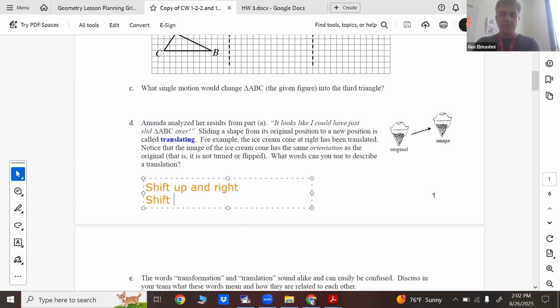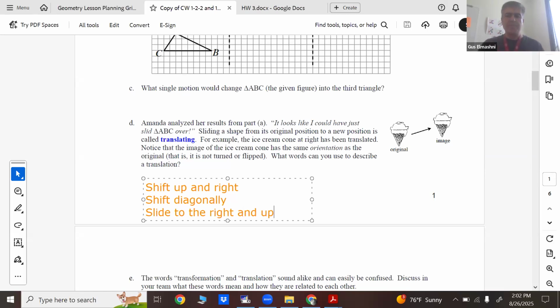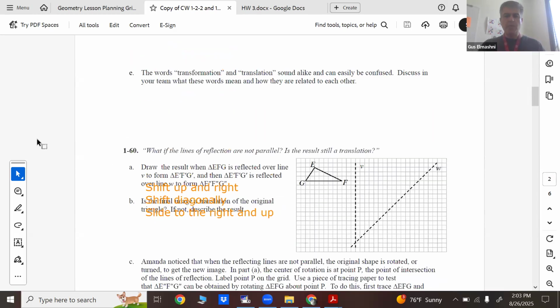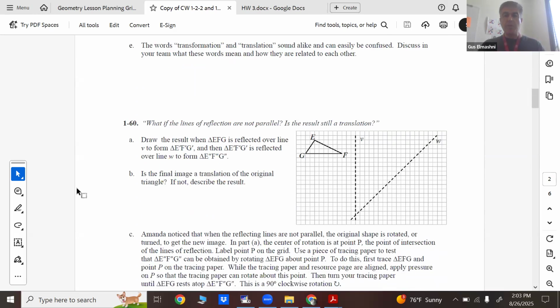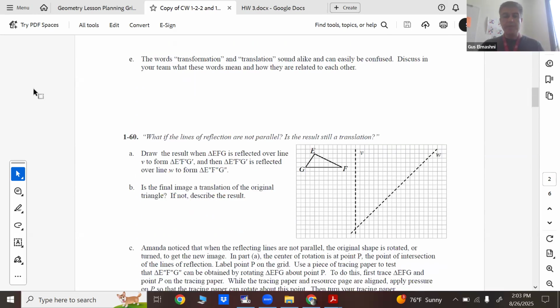Also say shift diagonally. You can say slide to the right and up. There's so many ways you could say it. That's just kind of in your own words, just describe what's happening. So hopefully that makes sense for D. And then for E, the words transformation and translation sound alike, but they can be confused. So we want to make sure we're proper with our terminology.